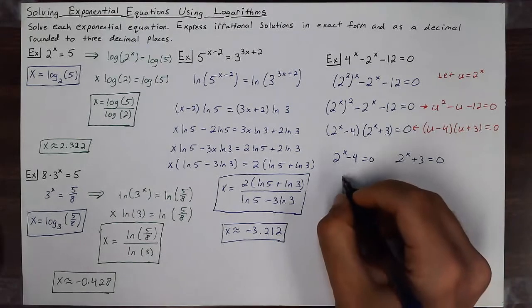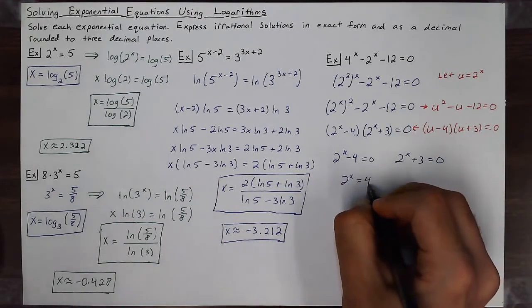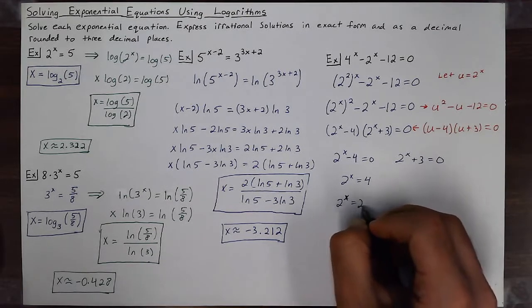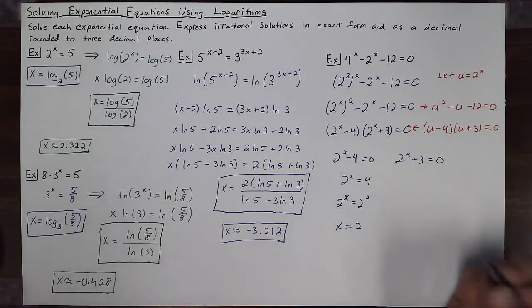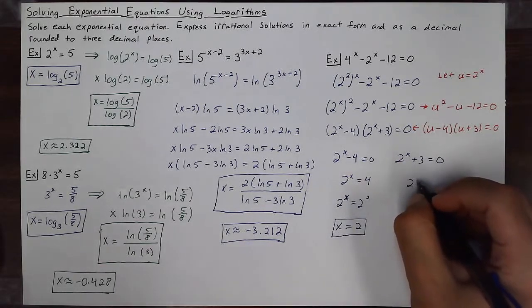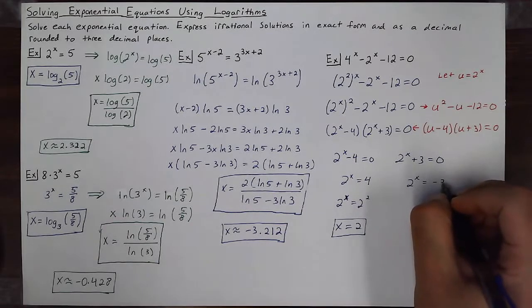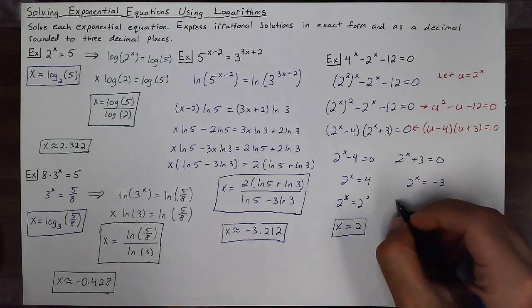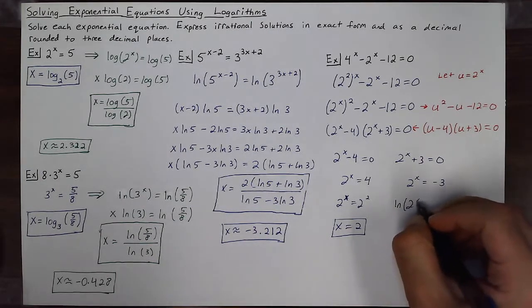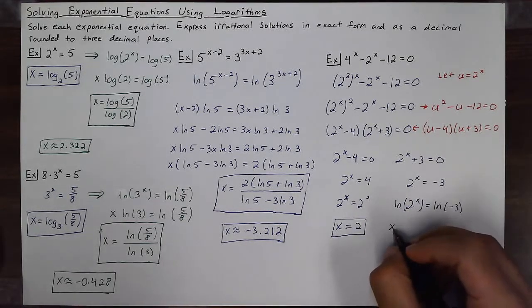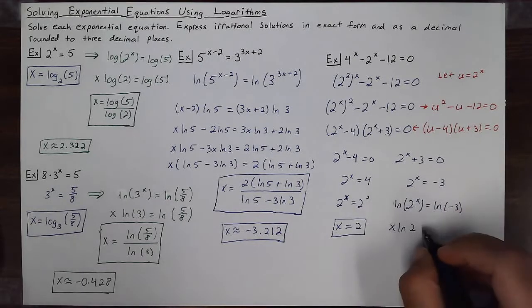On the left, I'll get 2 to the x equals 4. And I know 4 is 2 squared. So x is equal to 2 as one solution. But on the right, as I go to solve, I can subtract 3 and get 2 to the x equals negative 3, which if I try to finish solving, I can take the natural log of each side. Natural log of 2 to the x equals natural log of negative 3. Giving me x natural log of 2, and I move the x out in front.